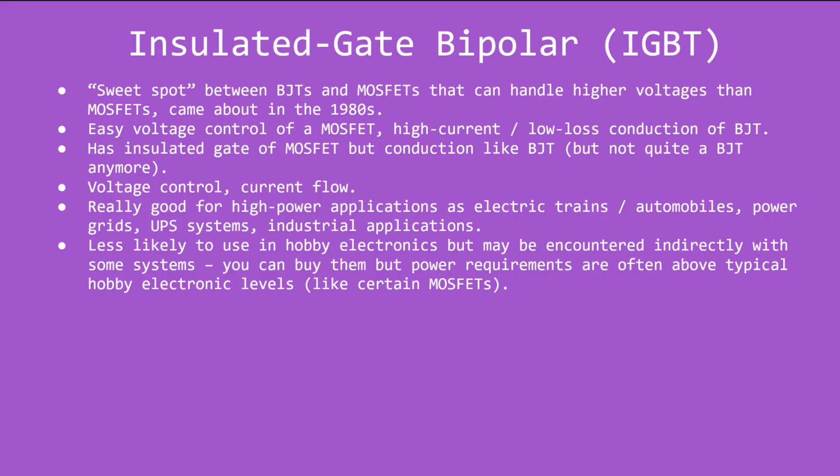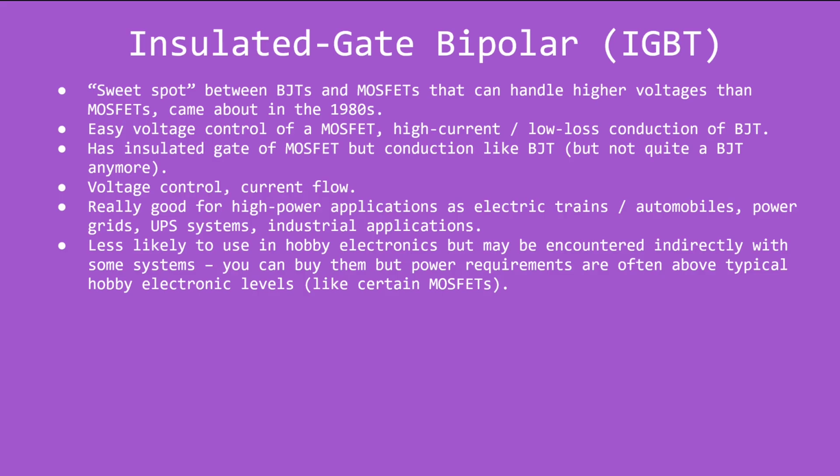And then we have IGBTs, and they're considered sort of a sweet spot between BJTs and MOSFETs in that they can handle higher voltages than MOSFETs. They started making the scene in the early 1980s. They offer the easy voltage control of a MOSFET, while having the high current, low loss of a BJT. It has an insulated gate, basically the insulated gate of a MOSFET, but the conducting is actually handled like a BJT, but it's not quite a BJT anymore at that point.